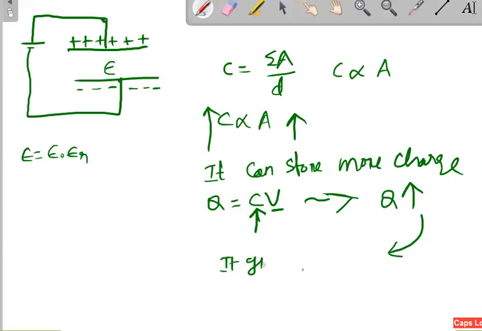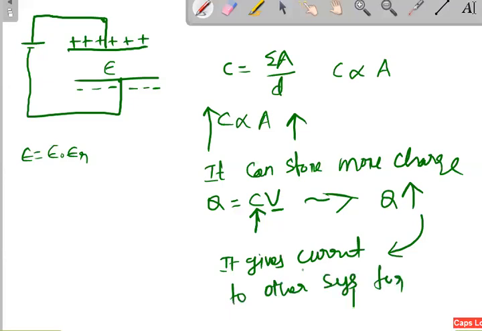It gives current to another system for a long time. You are connected with some battery. How much you can store depends on your dimension, because I am fixing D first. If you want to store more, your physical dimension has to be more.